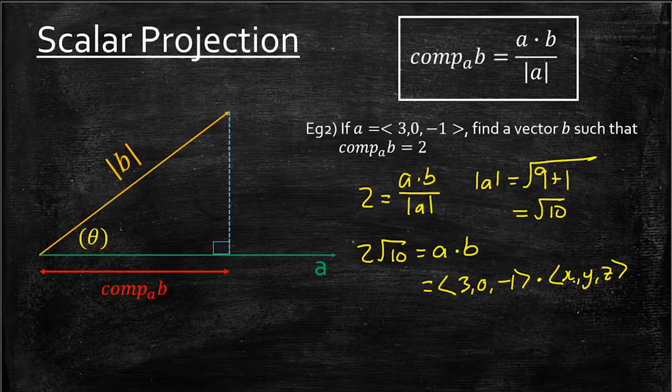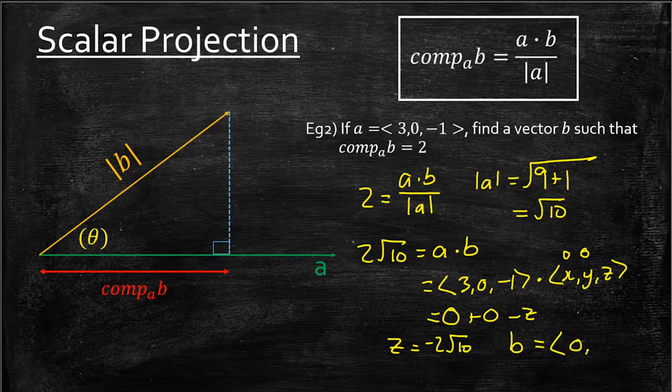So in this case here, I'm going to say let x equal 0, let y equal 0, and you can see what's going to happen there, because when we multiply 3 by 0, we get 0. 0 times 0 is 0, and we're going to have minus z. And as you can see here, all we need to do is make sure that minus z is going to equal 2 root 10, which means that z is going to equal negative 2 root 10. Now we've got our vector B. Our vector B is going to be 0, 0, minus 2 root 10.